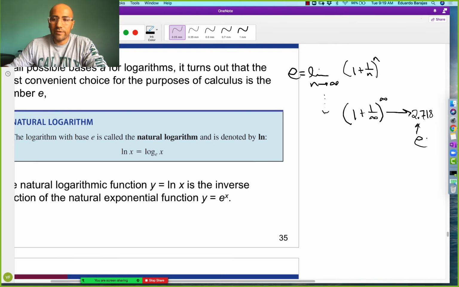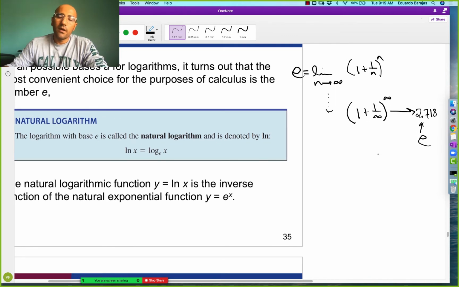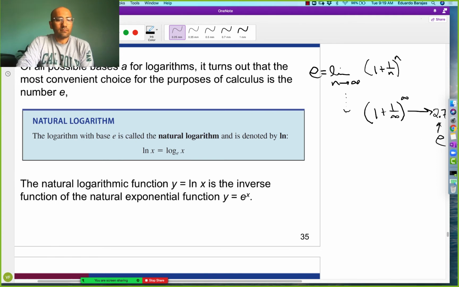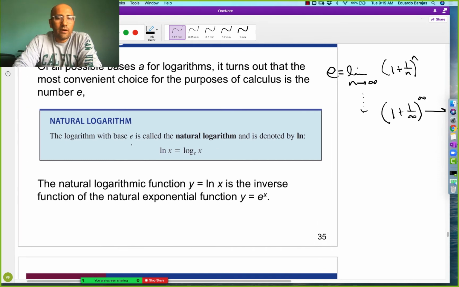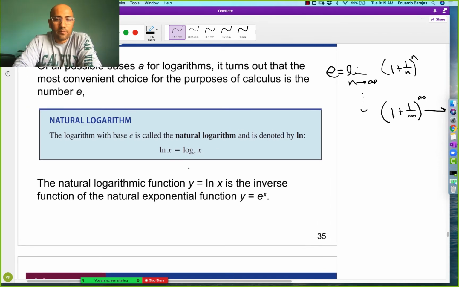There's a lot of great reasons for why we use that number, and so we develop a whole new notation for it. So log base e is called the natural logarithm, and it's denoted by ln of x, right? So log base e of x is ln of x. I say we develop a new notation for it because it's special. That's not quite it, right?